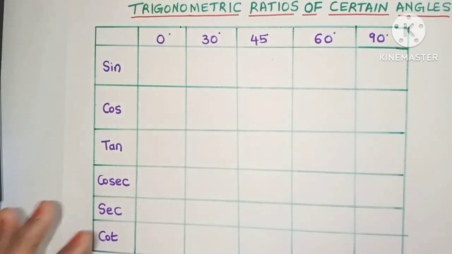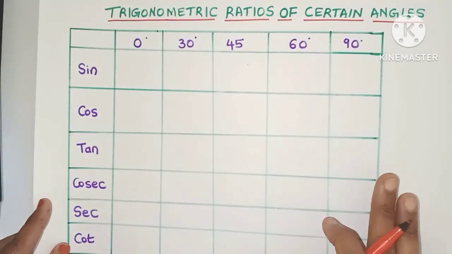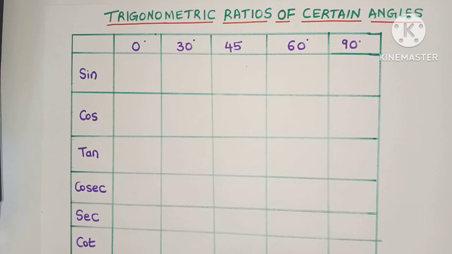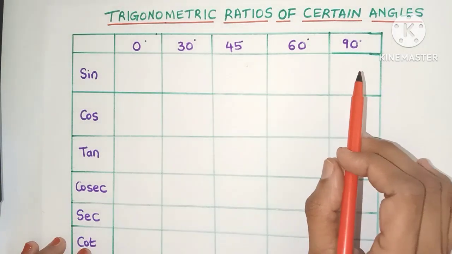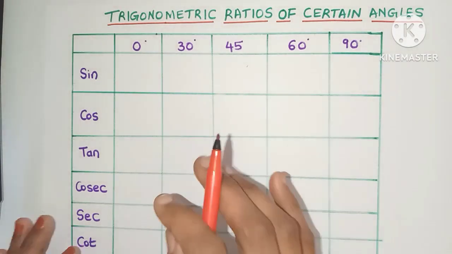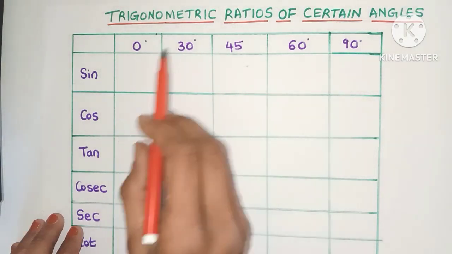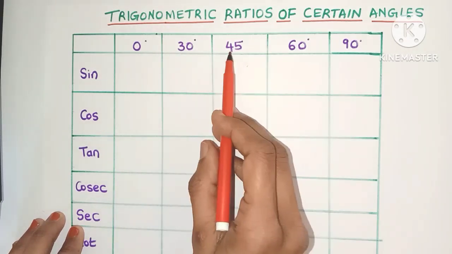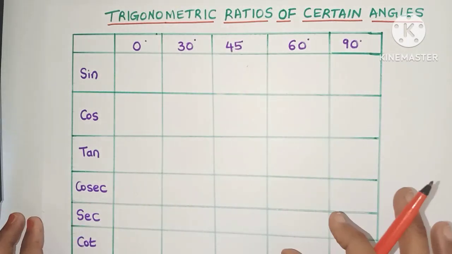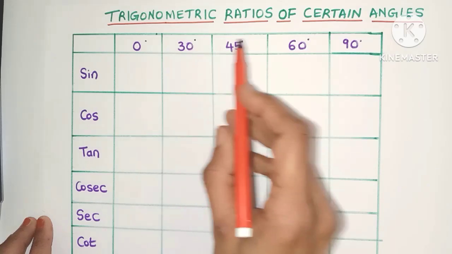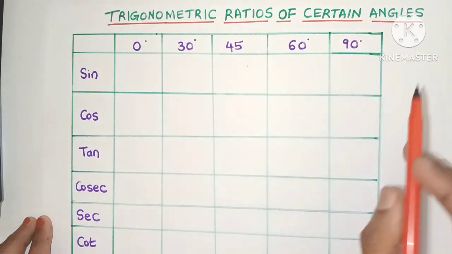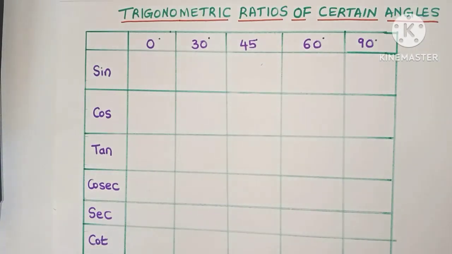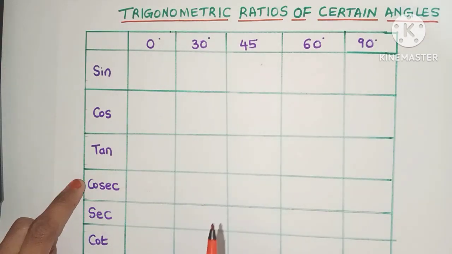Okay. Now friends, we come to the next part of trigonometry, which is learning the trigonometric ratios of certain angles. Now trigonometric ratios exist for all type of angles, friends. But we are expected to remember and memorize the trigonometric ratios of these 5 angles in particular: 0 degrees, 30, 45 degrees, 60 and 90 degrees. Okay, so let's quickly see what are these trigonometric ratios.